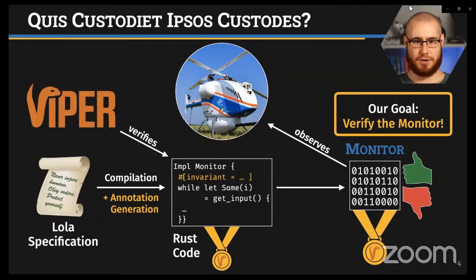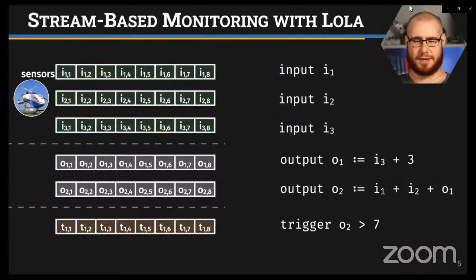To understand the whole process here, we have to start by understanding what the specification looks like. So let me give you a brief introduction into the stream-based monitoring language LoLa. In LoLa, we have input streams, we have output streams, and we have triggers. Input streams represent consecutive readings of sensors within the system, and outputs kind of refine the values we get from the system.